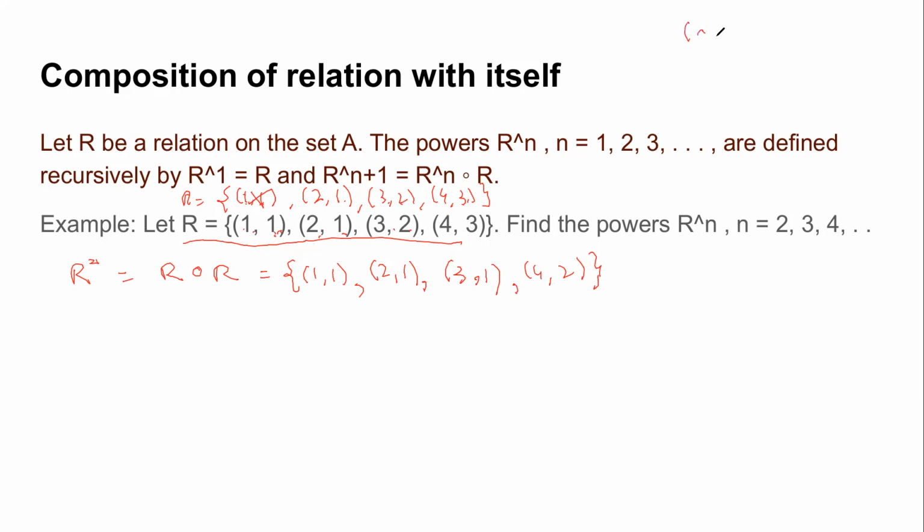That means anything of this form, A, B in R and B, C in R, and then you take the two endpoints in R composition R. You have to take paths: 1, 1, 1, 1, so endpoints are 1, 1. Similarly, 2, 1, 1, 1, the endpoints are 2, 1. 3, 2, 2, 1, endpoints are 3, 1. 4, 3, 3, 2, endpoints are 4, 2.